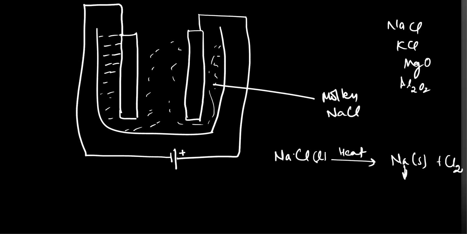Na, since it is positively charged, it will form at the cathode. And the chloride ion, the Cl2 is from the Cl minus ion, so it will form at the anode, the positively charged anode.